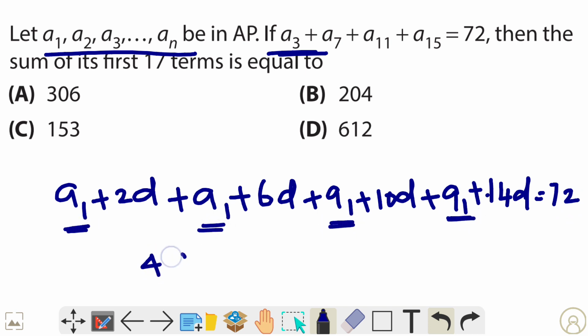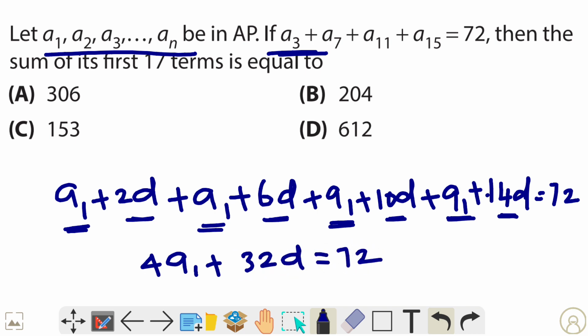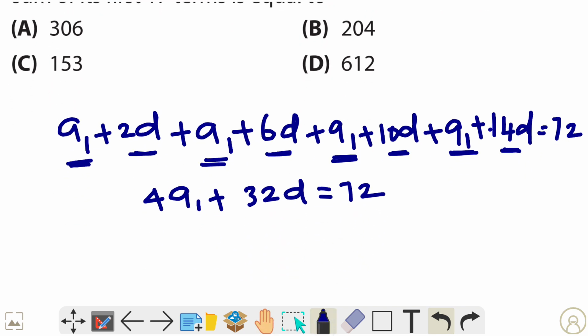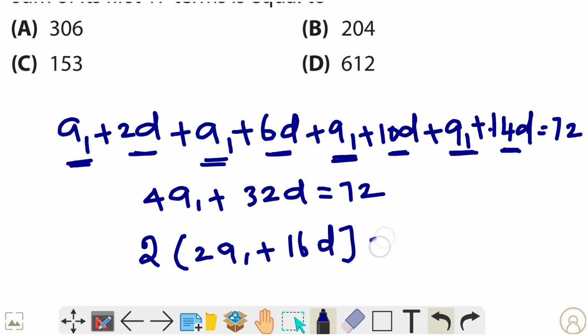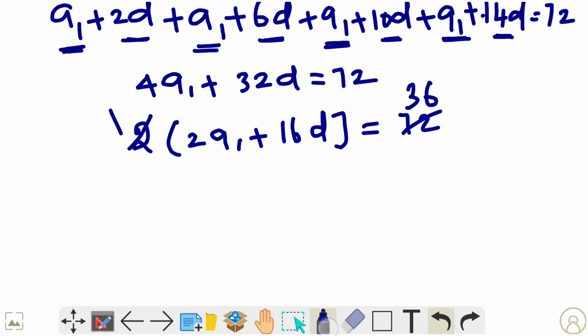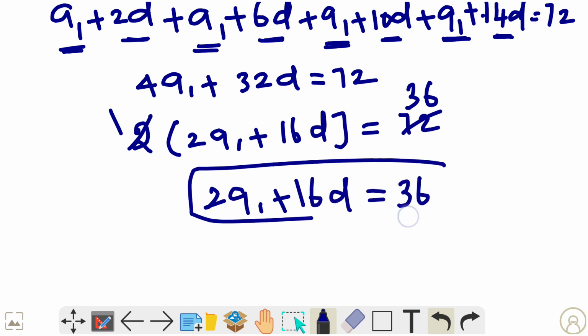So totally 4a1 plus 2d plus 6d plus 10d plus 14d, that is 32d, which is equal to 72. So I am going to take 2 as a common part. 2a1 plus 16d is equal to 72 divided by 2, so 2 into 36 is 72. So 2a1 plus 16d is equal to 36. This is one result.